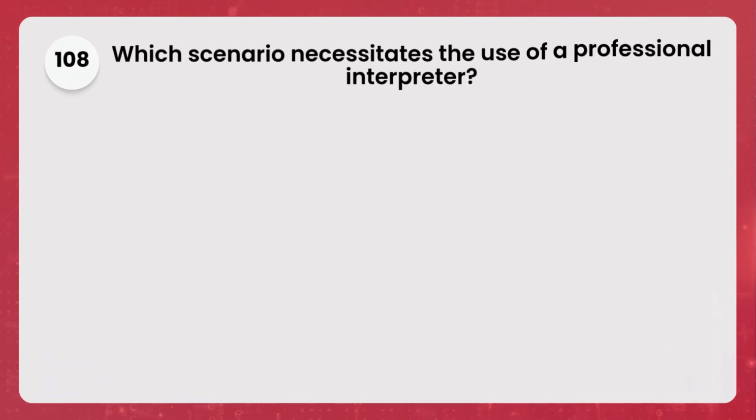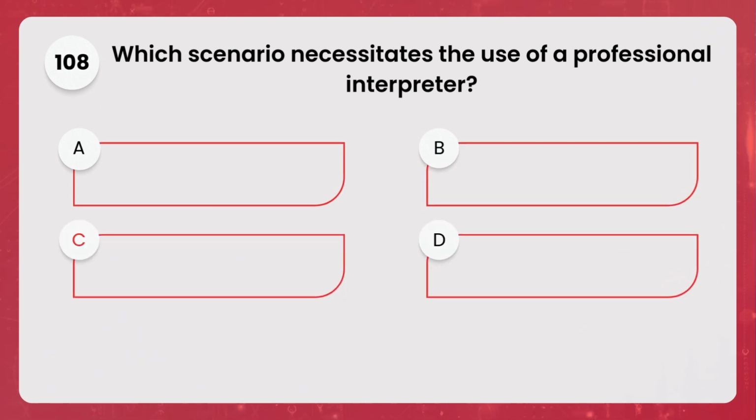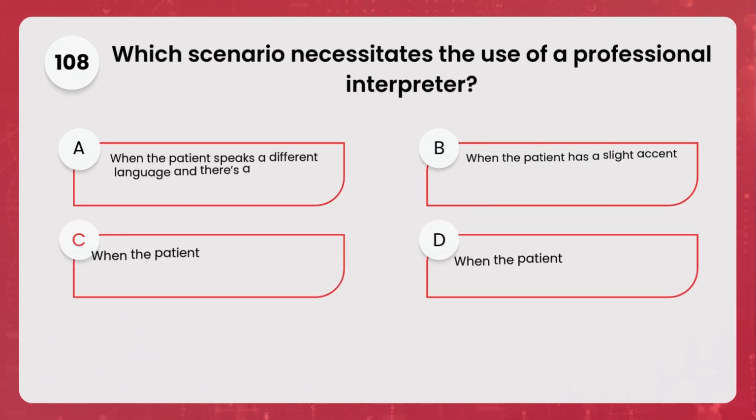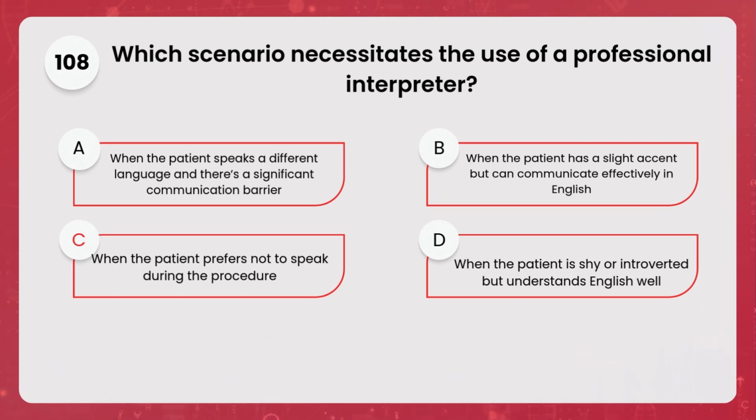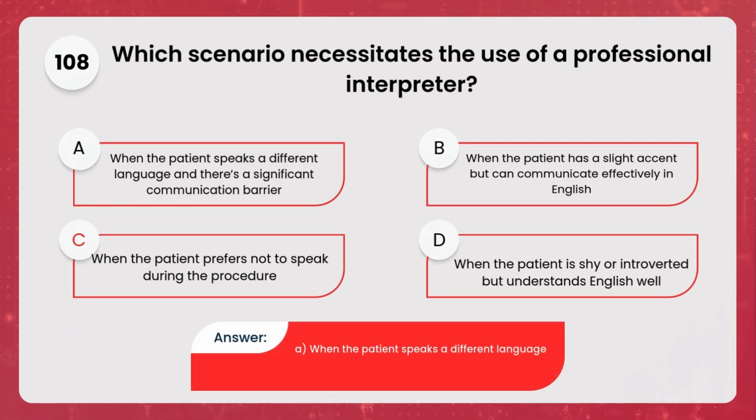108. Which scenario necessitates the use of a professional interpreter? A. When the patient speaks a different language and there's a significant communication barrier. B. When the patient has a slight accent but can communicate effectively in English. C. When the patient prefers not to speak during the procedure. And D. When the patient is shy or introverted but understands English well. The answer is A. When the patient speaks a different language and there's a significant communication barrier.